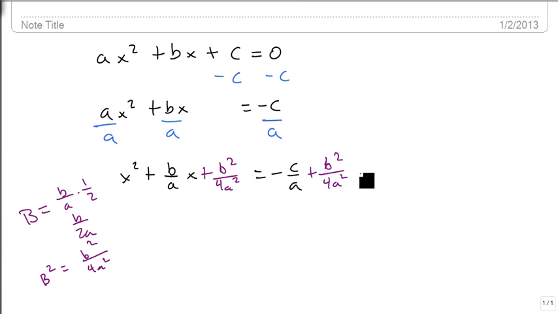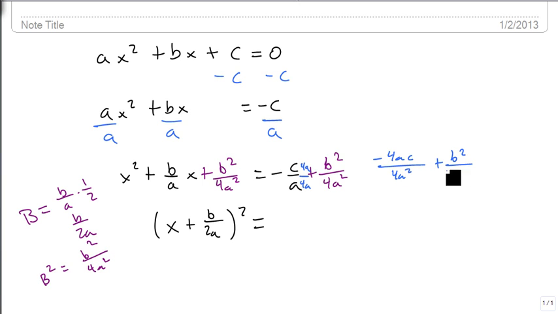It factors as, because it's now a perfect square trinomial, that's why we completed the square, x plus b over 2a squared. On the right, we need to do a little bit of work. I'm going to put a 4a on top and a 4a on bottom, so my denominator is 4a squared. So minus 4ac over 4a squared plus b squared over 4a squared. I'm going to make it positive, so I'm going to move the b squared to the front and subtract 4ac from it, all over 4a squared.